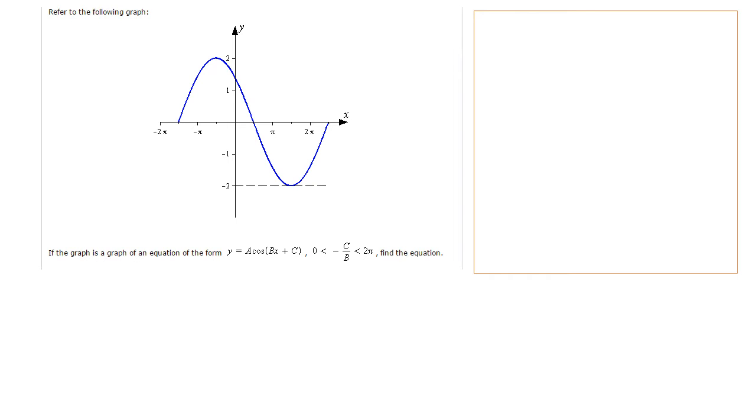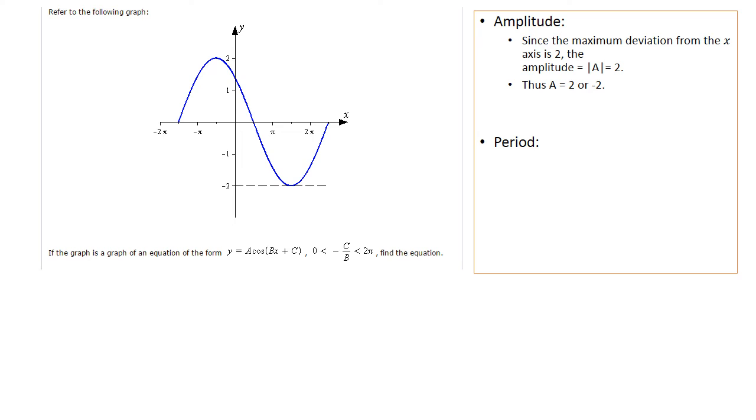Okay, so now let's start figuring the amplitude. It is the maximum deviation of the graph from the x-axis, which is 2. So our amplitude, which is the absolute value of a, is 2. So a could be 2 or negative 2.